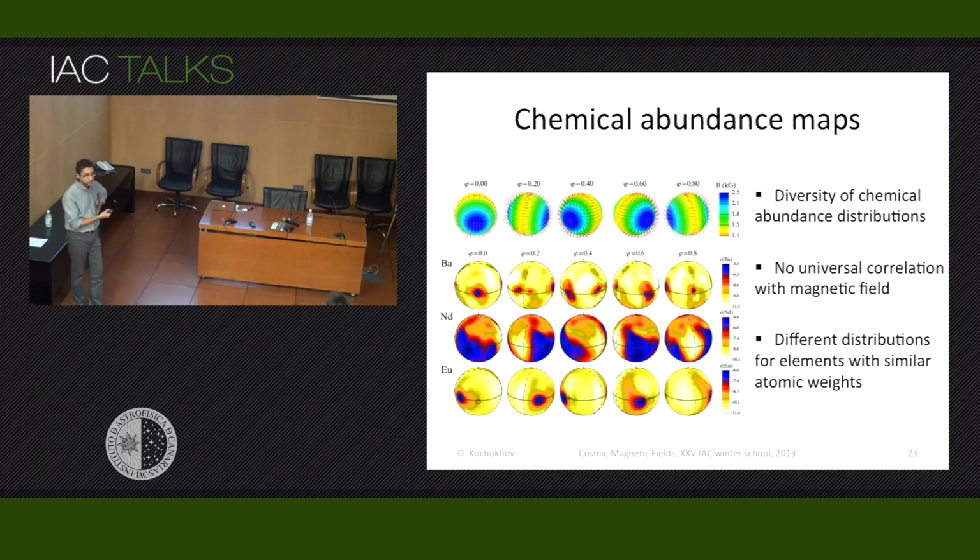And winds in these stars can be chemically differentiated, so the star can lose different elements at different rates. So maybe that's the explanation.